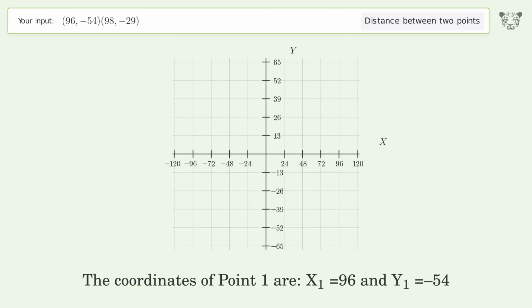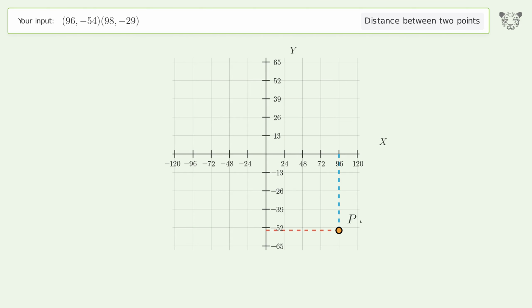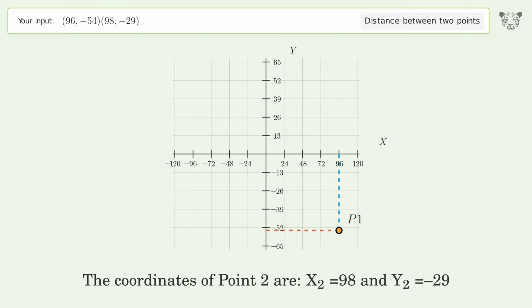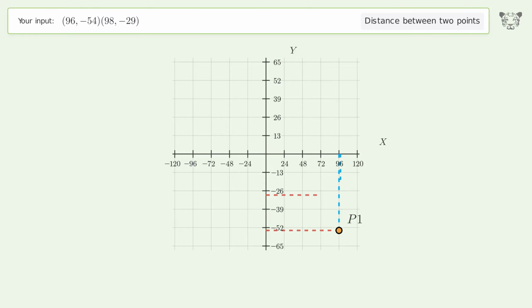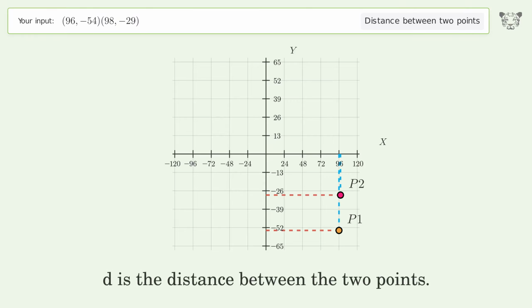The coordinates of point 1 are x1 equals 96 and y1 equals -54. The coordinates of point 2 are x2 equals 98 and y2 equals -29. D is the distance between the 2 points.